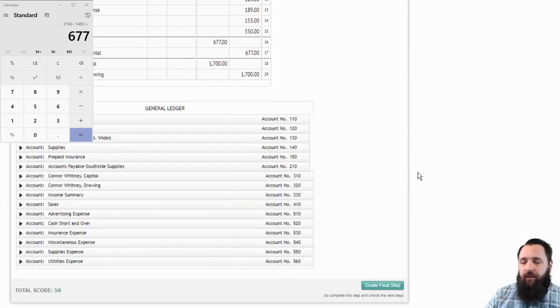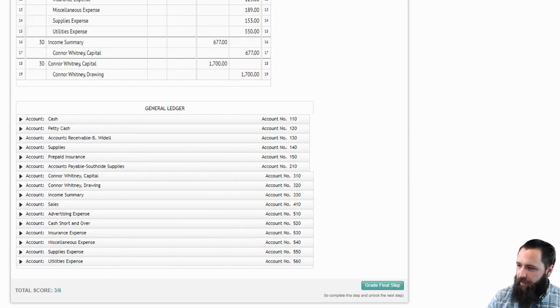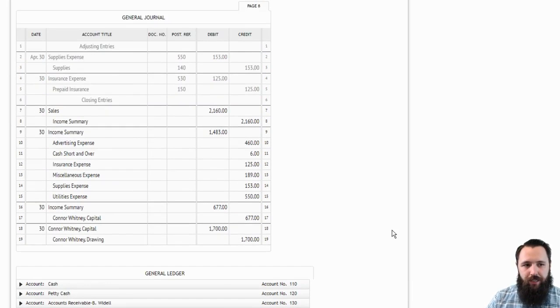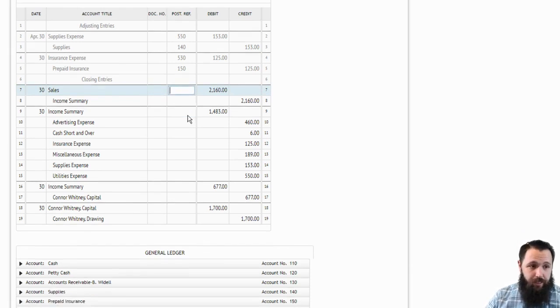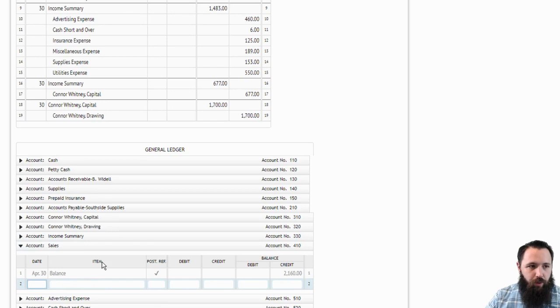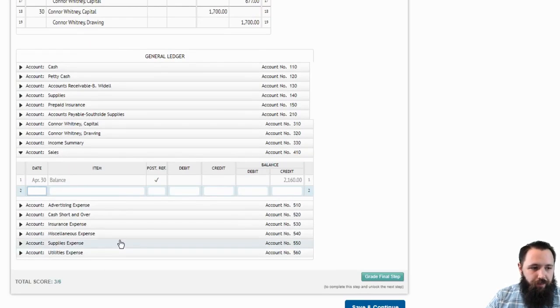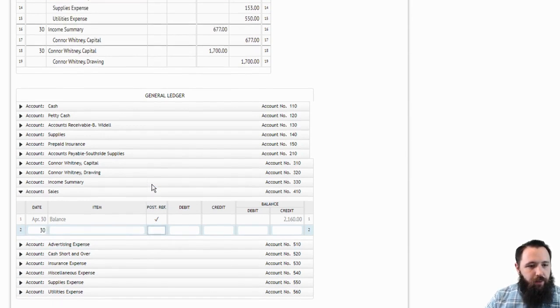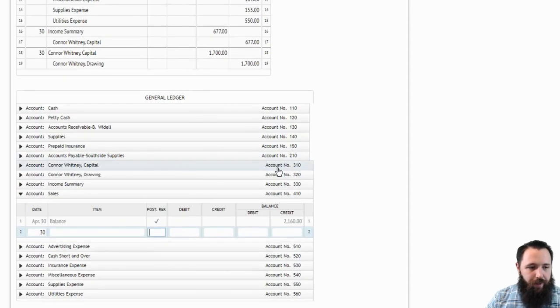Okay. Now, the last thing you need to do is post our closing entries. So everything up from sales is going to need to be posted into the correct account. So you'd go into sales here, and essentially what you're doing is you can put in the date, which is going to be the 30th, and it's already sales, but the post reference is going to once again go back to page 8, right? And this is the general journal, so it'll be G8.